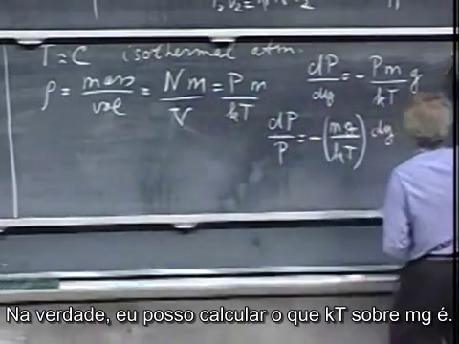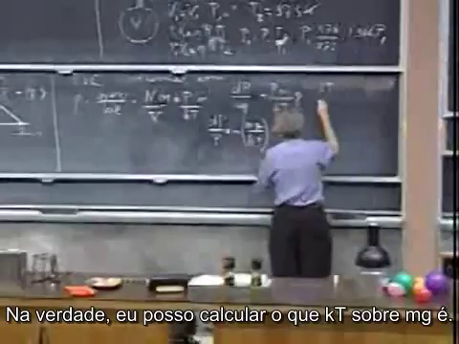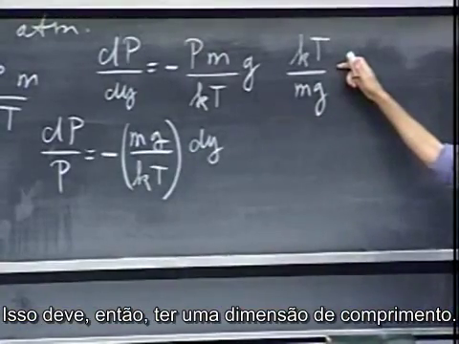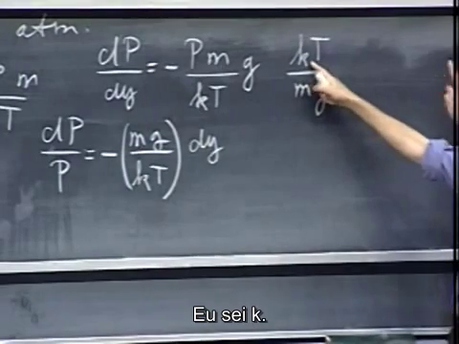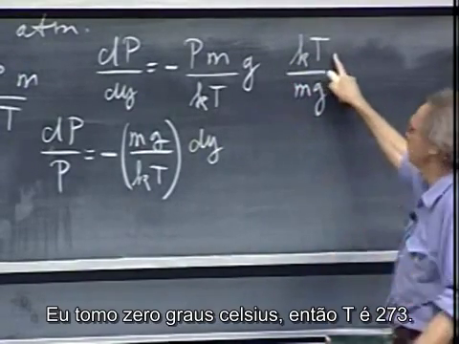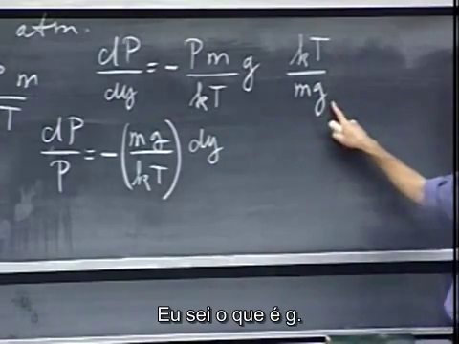In fact, I can calculate what kT over mg is. That should then have a dimension of length. I know k. I know T. I take 0 degrees centigrade, so T is 273. I know what g is.